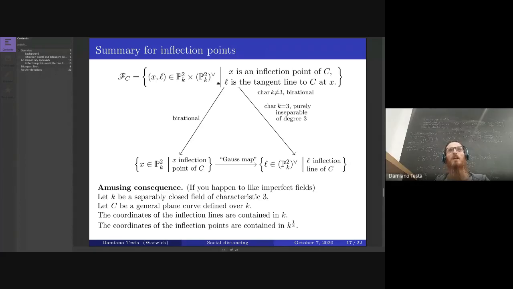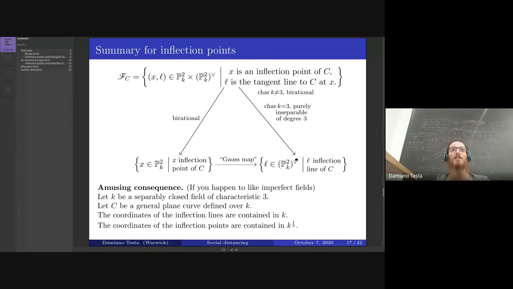point and inflection line. The projection on the first coordinate is always birational, because I can always write down the coordinates of the tangent line from the coordinates of the point. When I project onto the other coordinate, I always get a purely inseparable map. Most of the times, it's purely inseparable and also inseparable, and it's a birational map. In fact, when the characteristic is not 3, that's exactly what it is.